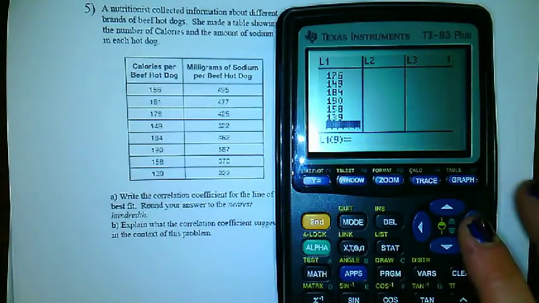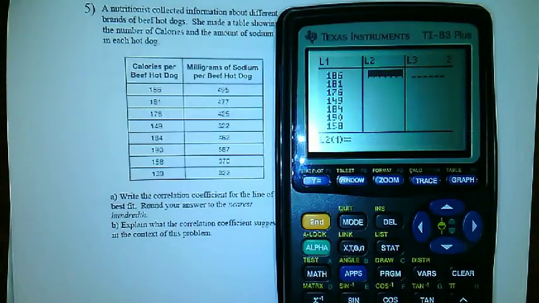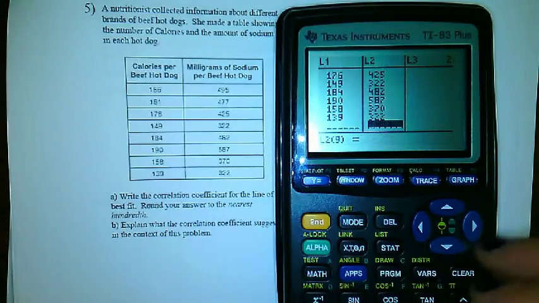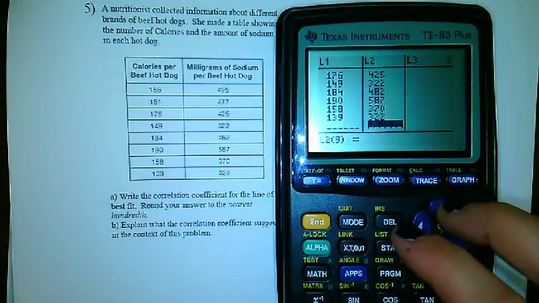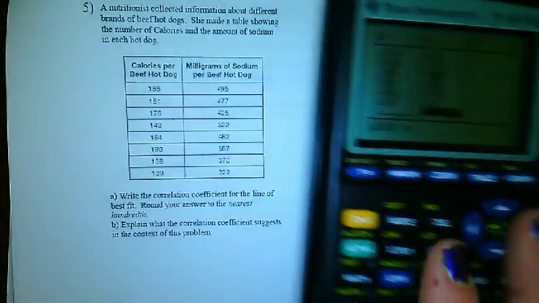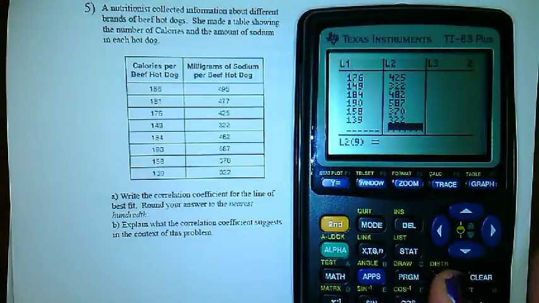139. Okay, so there's my 8 there. 495, 477, 425, 322, 482. And again, you guys shouldn't just be copying down the answers, you really need to commit this to your memory because there is no shortcut way to memorize this. You need to practice. And there will be questions like this on the region.